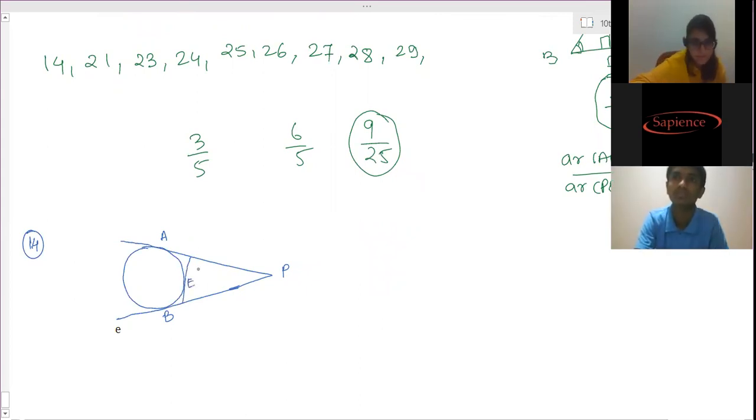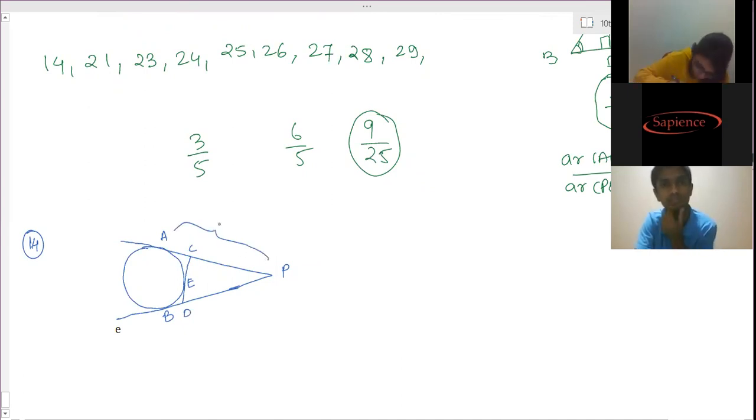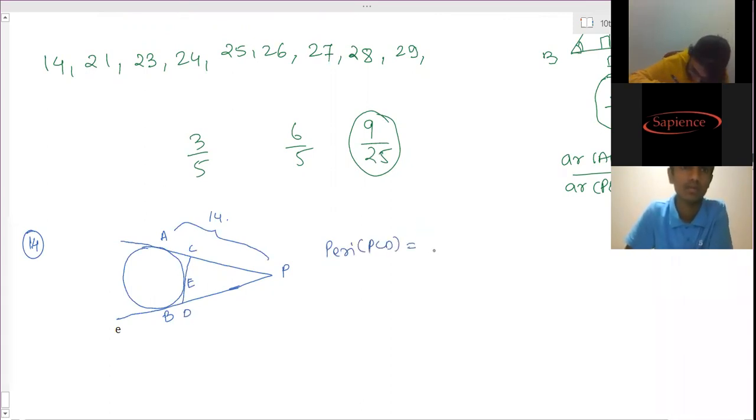So this is point E, tangent is drawn, which intersects at points C and D. So you have to find the perimeter of PCD. So how to find out? PA is 14. Nishant, how to solve? Perimeter of PCD is equal to? Perimeter is equal to PC plus CD plus PD.